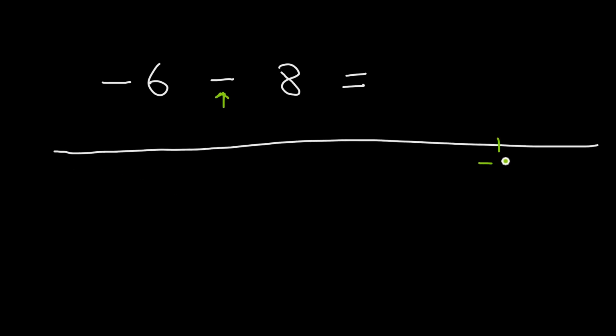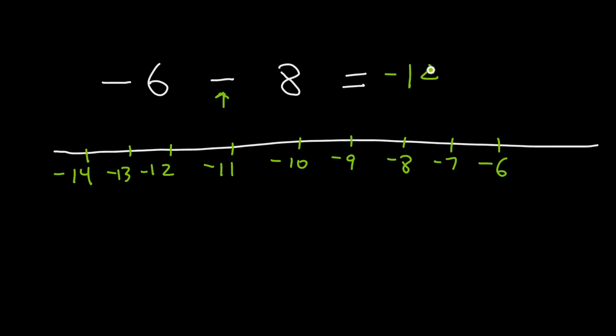Alright, let's prove this on a number line to show why the number gets smaller. We will start at negative 6 and move 8 places to the left. 1, 2, 3, 4, 5, 6, 7, 8. Negative 7, negative 8, negative 9, negative 10, negative 11, negative 12, negative 13, negative 14. Remember that negative numbers are less than 0. Therefore, they represent smaller values.